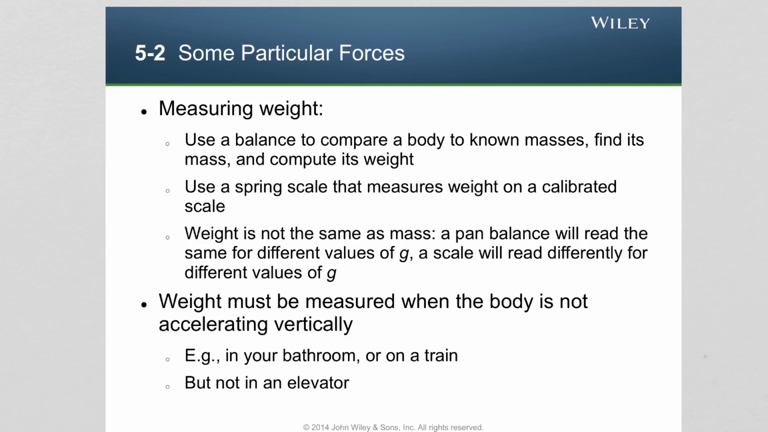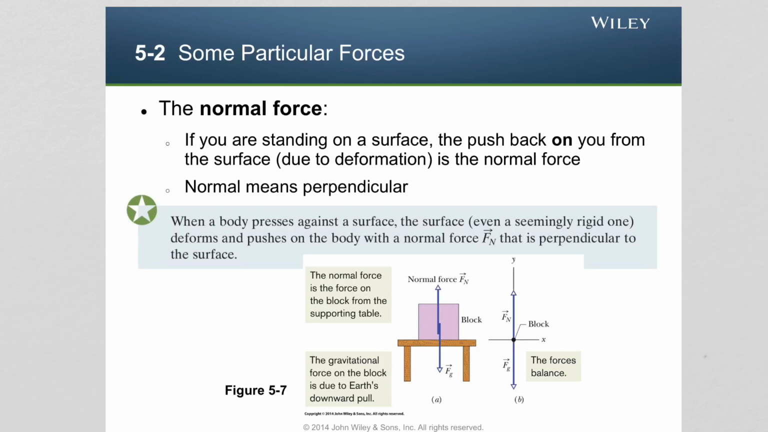I will give you an example of how the vertical acceleration changes the reading of the scales which are used to measure the weight after we talk about one other force that always appears when the weight of an object is a factor. That other force is the normal force. So if you're standing on a surface, you are applying your weight down on that surface.